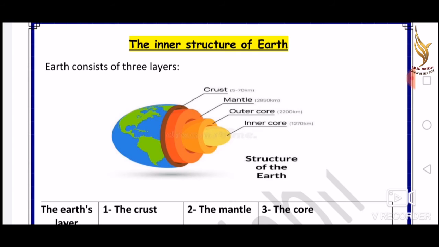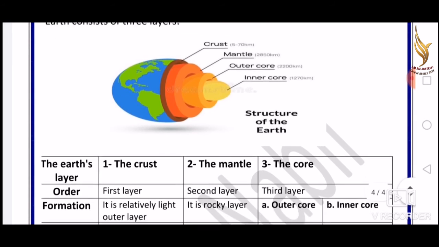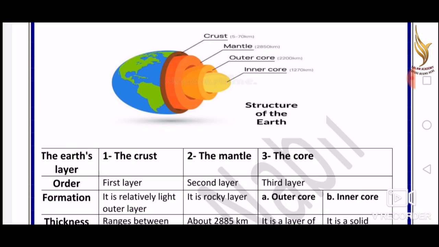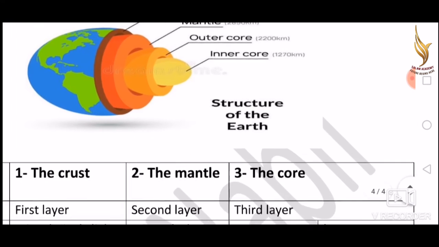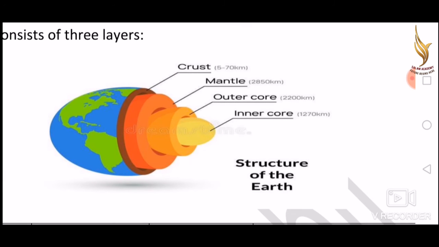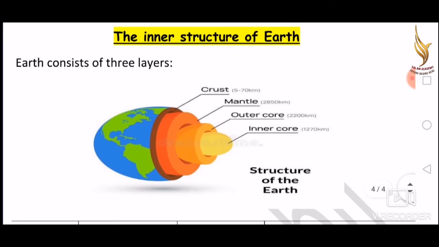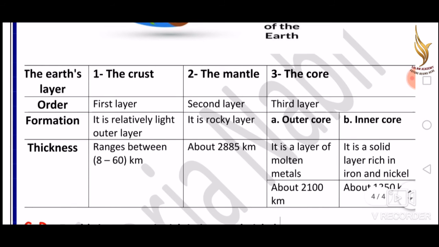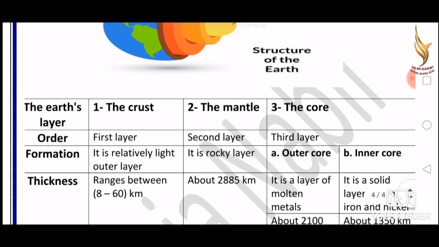So earth consists of 3 layers, which are the first layer known as crust, the second layer known as mantle, and the third layer known as core. Like this in the figure: crust layer, mantle layer, and core layer. The crust layer is a relatively light outer layer, and a thin layer which is covered by the soil. The thickness of this layer is about 8 to 60 kilometer.